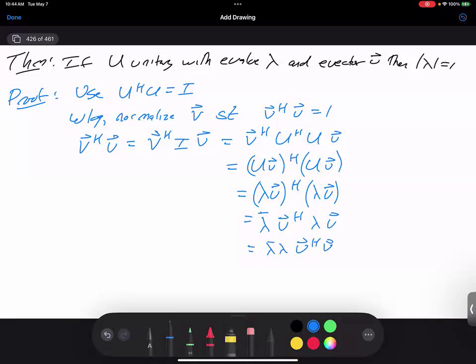We've assumed V Hermitian V is just 1. So this is the length of lambda squared. And we started off with a vector normalized to be length 1. So we now know that the length of lambda squared is 1. If the length of lambda squared equals 1, then the length of lambda equals 1. So we just proved that unitary matrices have eigenvalues of size 1.